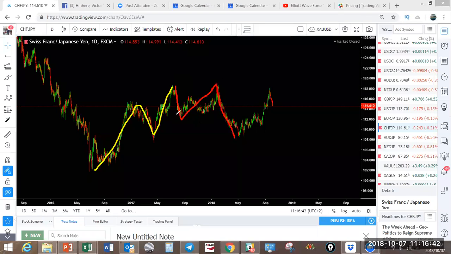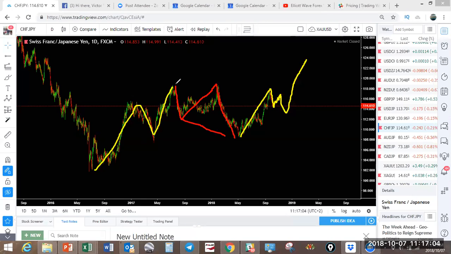This one there, expanding flat. And now you'll be looking for this one to give you possible structure like that, and a move to the upside. I need to change that. This will now be the yellow one. See what correction we get like that.